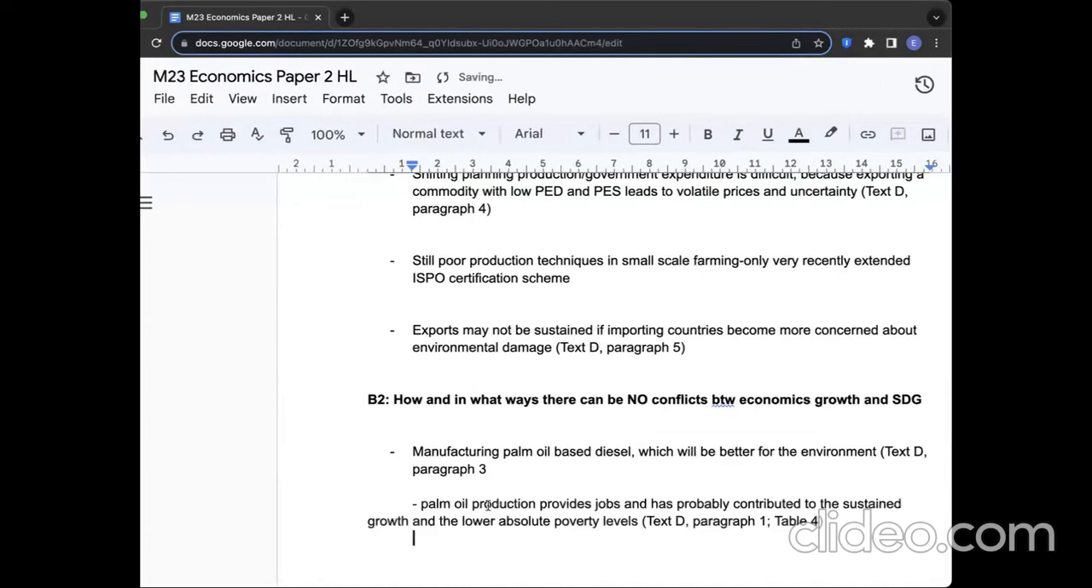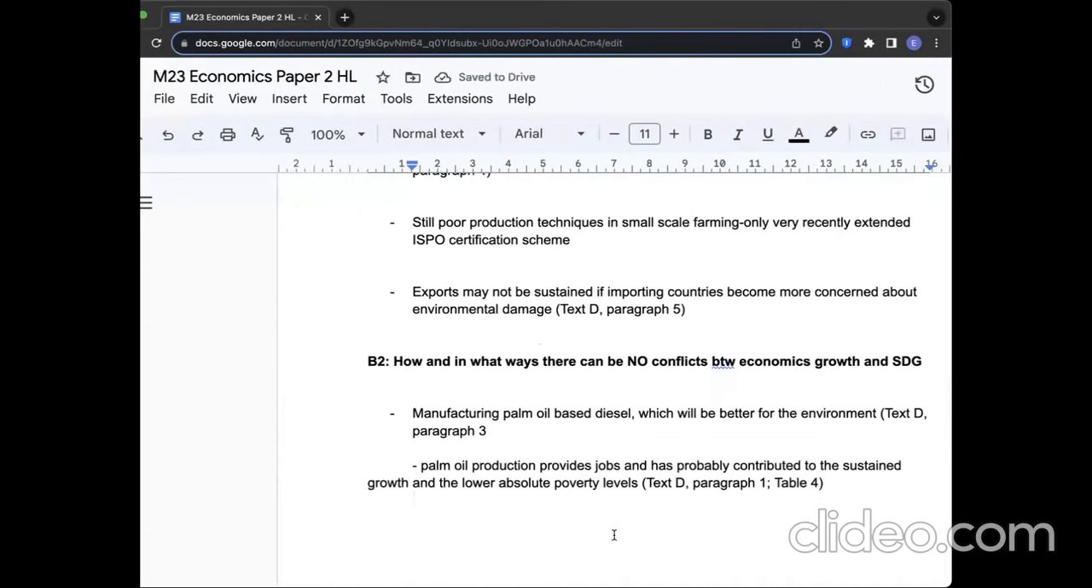Also, palm oil production provides jobs which can contribute to the sustainable growth and improving the Gini coefficient and HDI index or things like that. So while they are achieving economic growth with the palm oil production, at the same time, they can continue to improve their sustainable economic growth by improving Gini coefficient and HDI index.